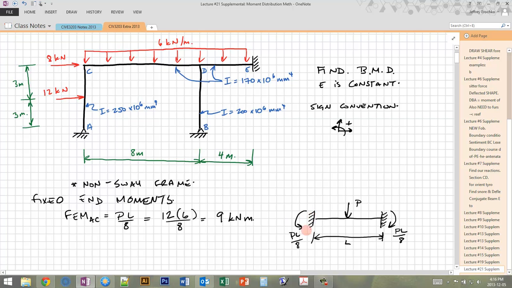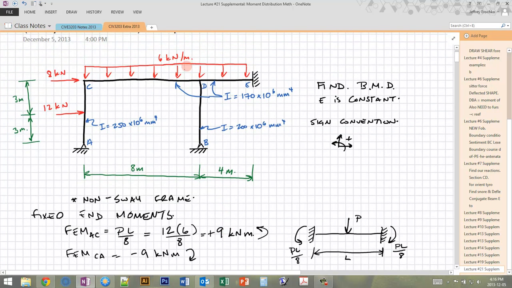Now we find the direction based on our sign convention. So on the left side here, this is counterclockwise, so that's going to be positive. So this AC is on the left side of this member if we look at the 12 as being down, right? If we twist it to look like this. So that's going to be positive 9 kilonewton meters, which is counterclockwise, and FEM CA, which is at the other side, is going to equal negative 9 kilonewton meters, which is clockwise, which is equivalent to this one here.